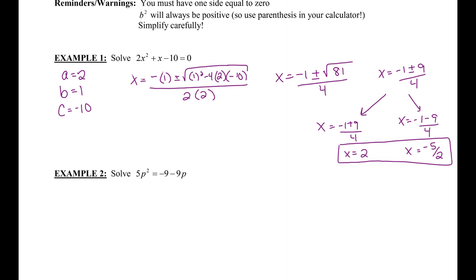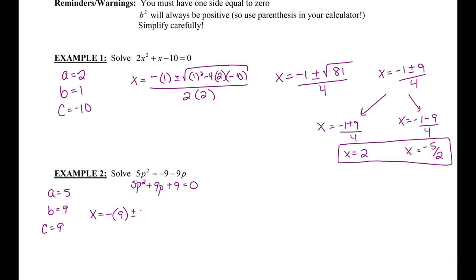Okay, let's look at doing another example together with example 2. The first step is to set one side equal to 0, so I'm going to move everything to the left side of the equation by adding 9p and adding 9 to both sides. Then I can identify my a, b, and c values as 5, 9, and 9 before going back and plugging it in to the quadratic formula.